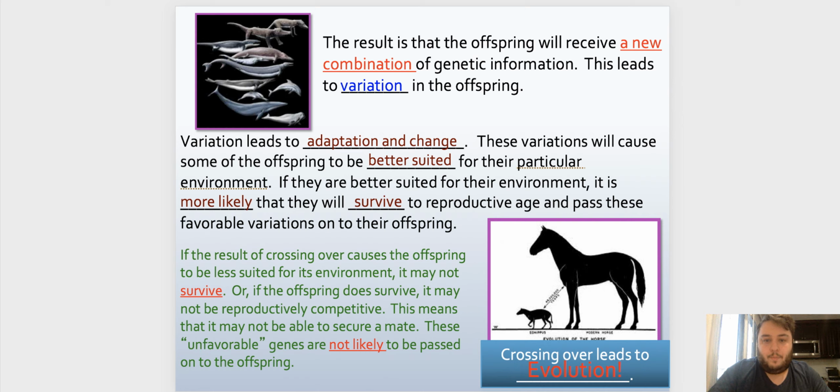All right. So this is basically what we just discussed. So the result is that the offspring will receive a new combination of genetic information. This leads to variation in the offspring. So this is all stuff that we spoke about.